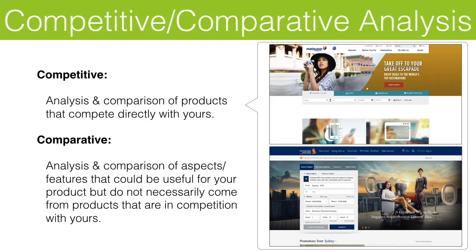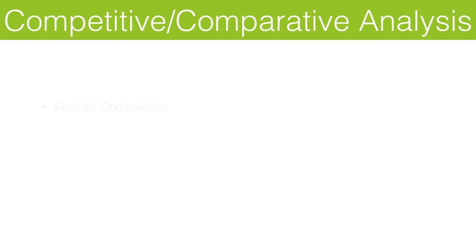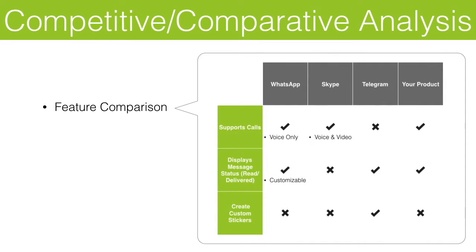So what you could do here is look at something like Food Panda, which basically has a similar sort of ordering thing that you see when you're booking a flight. Yep, so how you would go about doing this comparative analysis, there's a lot of different ways. The first one would be feature comparison. So you can look across different platforms at what features they all have, what they don't.